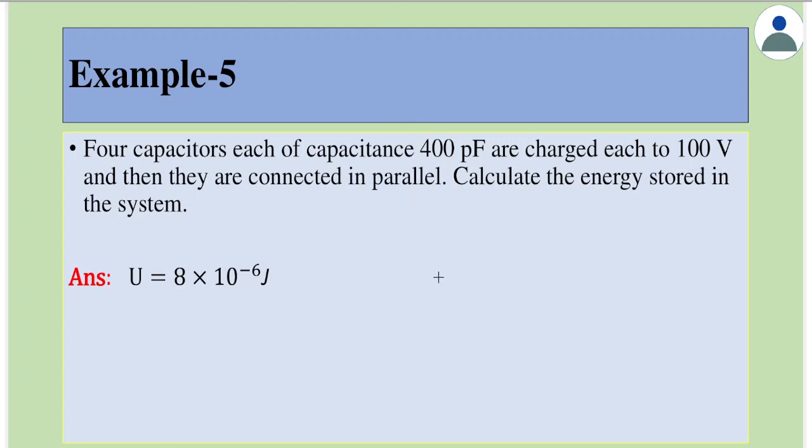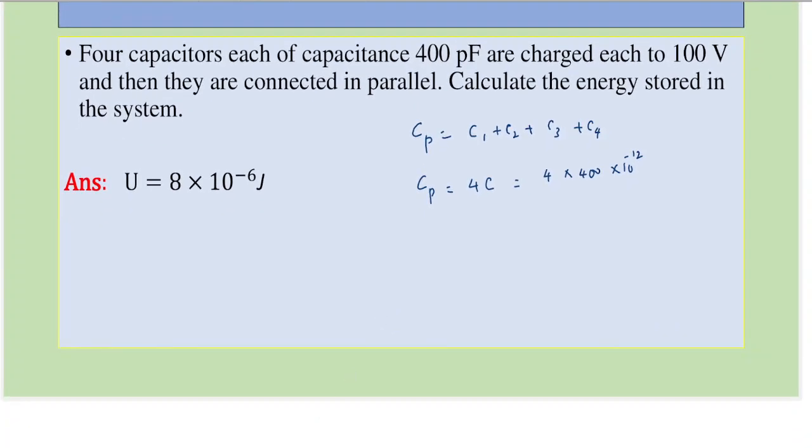So we know that in case of parallel combination, the equivalent capacitance is equal to C1 plus C2 plus C3. In this case there are 4 capacitors, so it will be plus C4. Now since all of these are of the same value, we can say Cp would be 4 times C. That will be 4 into C, which is given as 400 into 10 power minus 12. That is Cp is equal to 1600 picofarad.